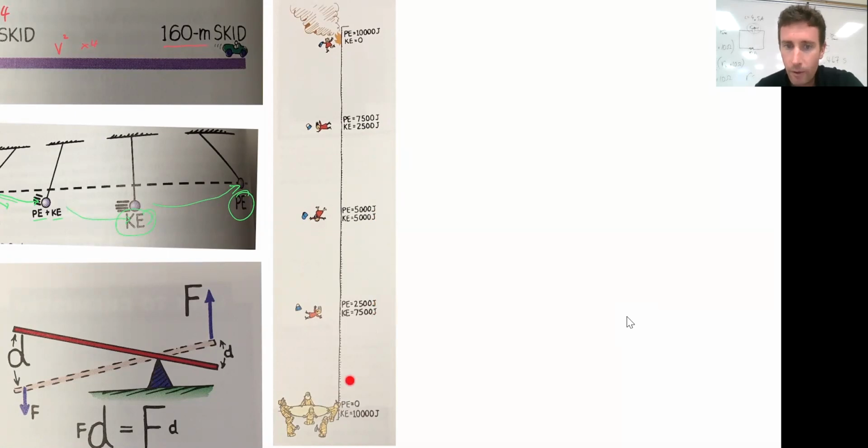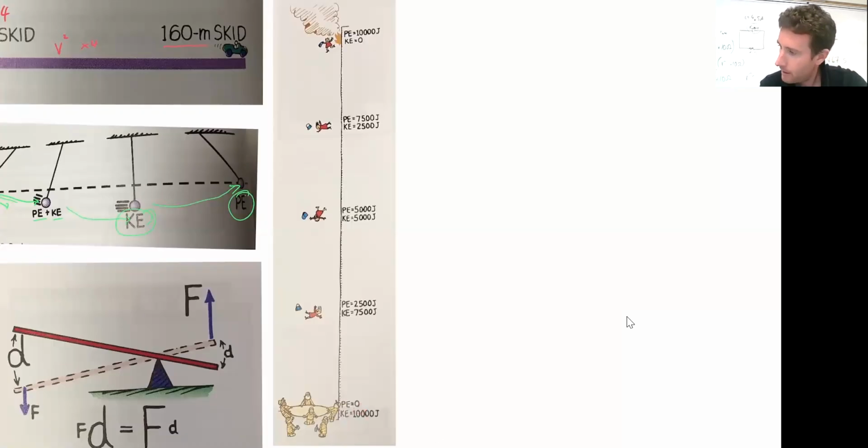And when she's all the way down at the bottom and the firefighters catch her, she is all kinetic energy and no potential energy. So it's just transferring on a linear scale this time, from potential directly to kinetic. The lower you go, the less potential you have, and thus the more kinetic energy you've picked up.